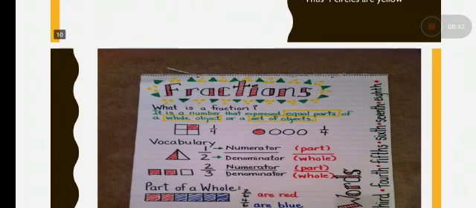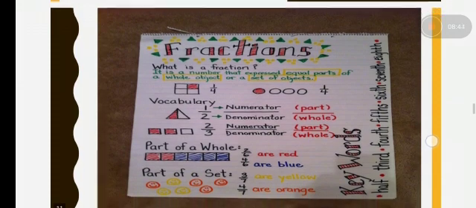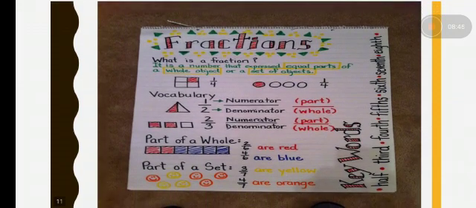We can remember that these are the basic terms of fraction. What is a fraction? It is a number that expresses equal parts. This is very important. Equal parts. It should always be equal. Of a whole object or a set of objects.